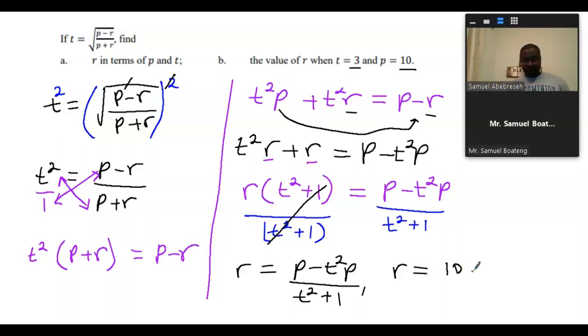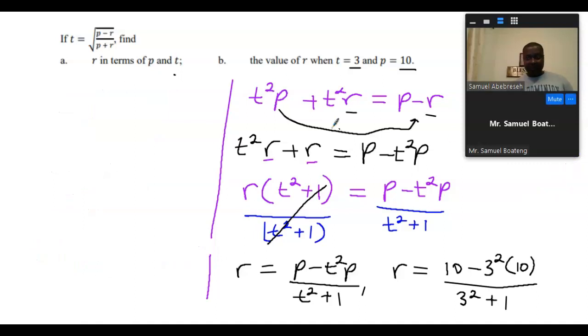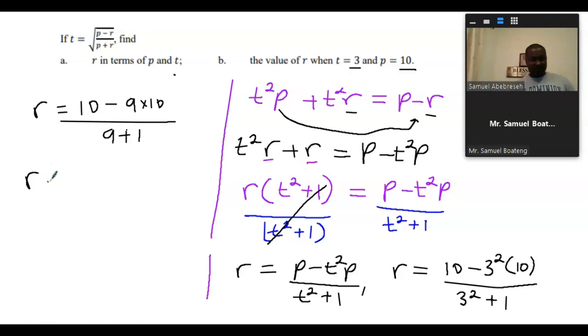So let's go. So R becomes 10 minus 3 squared times 10 over 3 squared plus 1. So when you simplify, 10 minus 3 squared is 9 times 10 over 3 squared is 9 plus 1. Then you go to the next level.